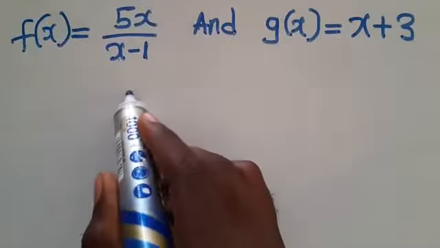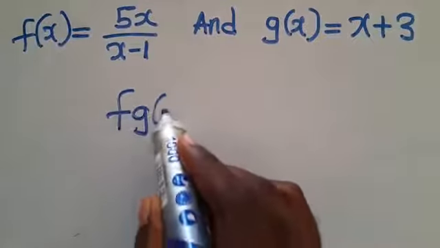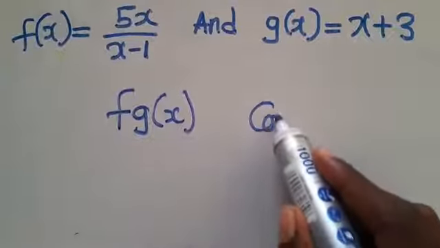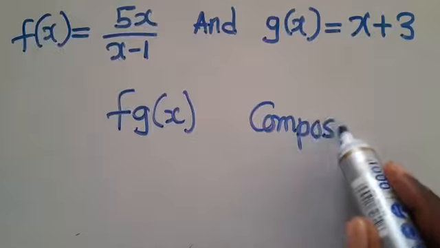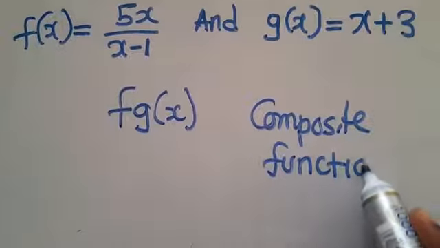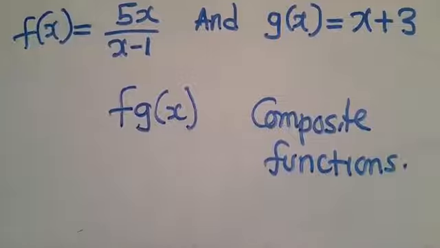The other question was under composite functions. Whenever you see two functions like this, these are called composite functions. What are composite functions? This is where you are given two functions and you are told to combine them. So how do you work out such a question?